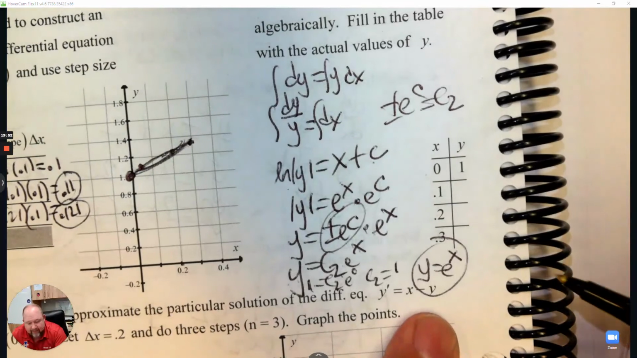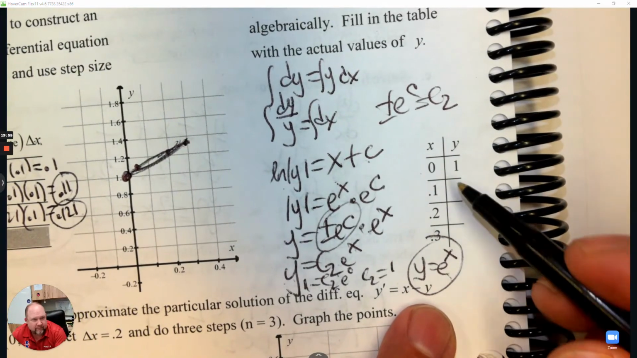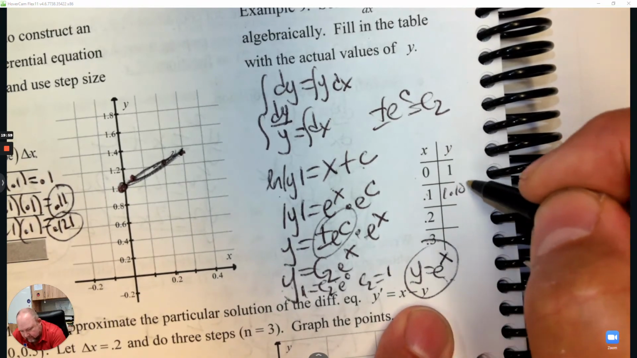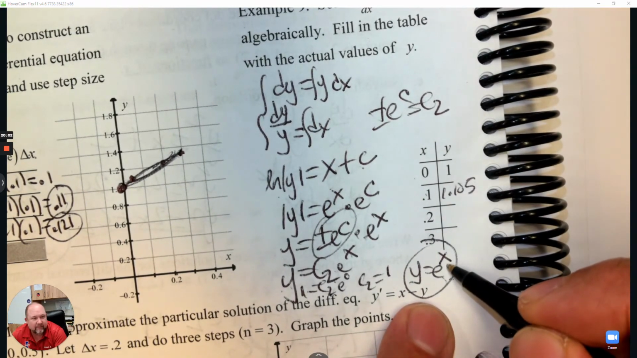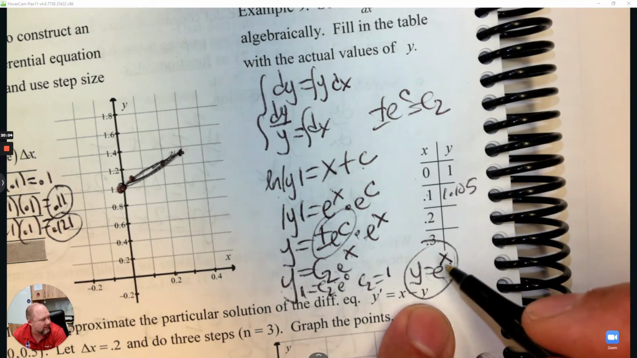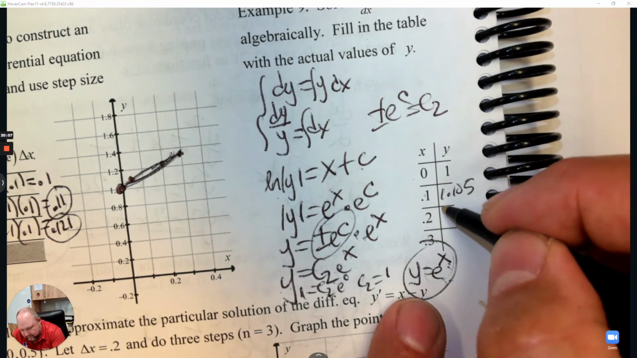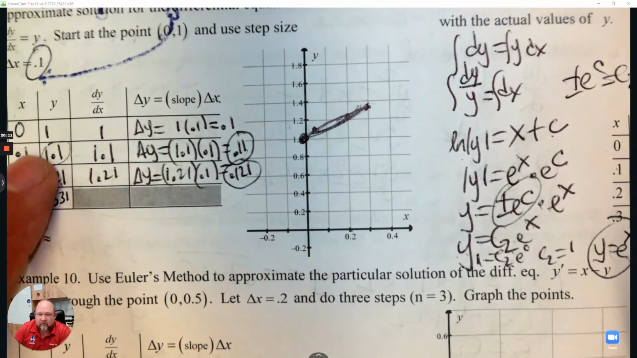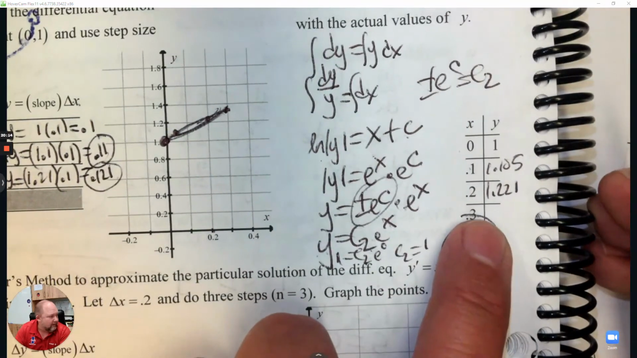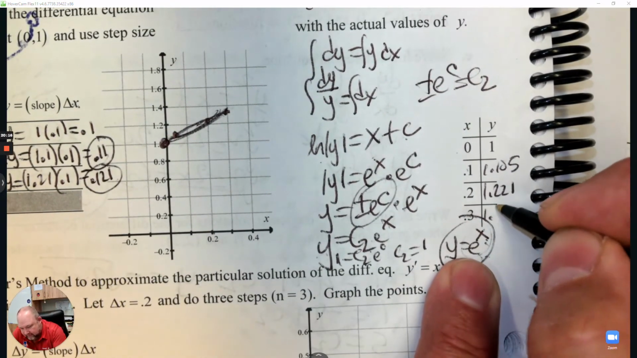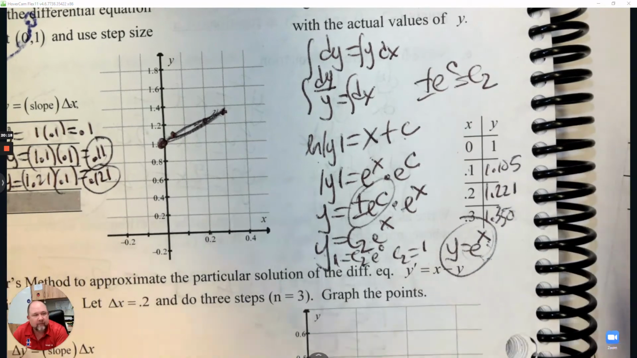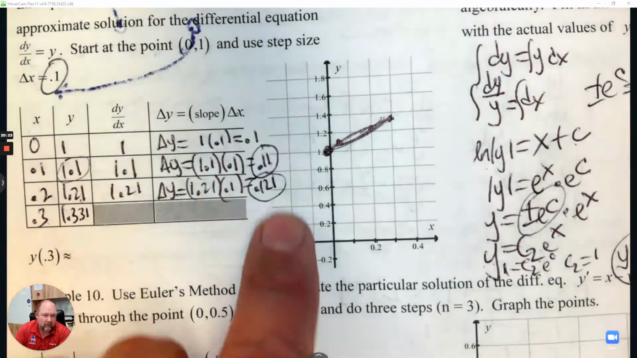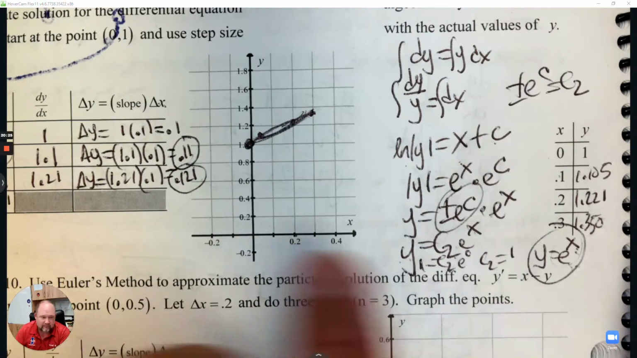And then if I plug in with my calculator at 0.1, the answer is 1.105. If I plugged in 0.2 with my calculator, the answer would be 1.221. And you can compare the answers that I got this way compared to doing it this way. And then plug in 0.3 is 1.350. So these are the actual values. This is estimating using Euler's method, and you can see how accurate it is in comparing it.